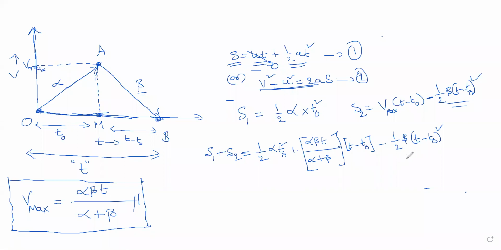So this is how you will get the things. Here, when you work out, the t naught terms will get cancelled out. It's a tedious process, but please try to work it out as homework. I leave it to you because we have less time. So this becomes alpha beta t square divided by 2 times alpha plus beta is what you get. No issues.